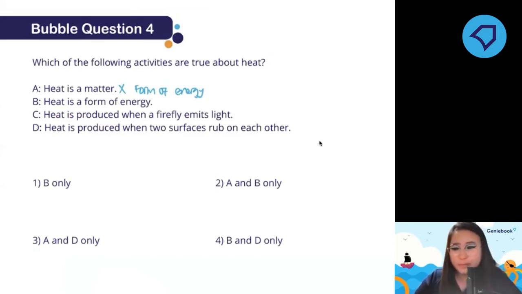Heat is a form of energy. B. Oh, wait. Why did I write that when B is exactly the same? Waste my ink. What ink?